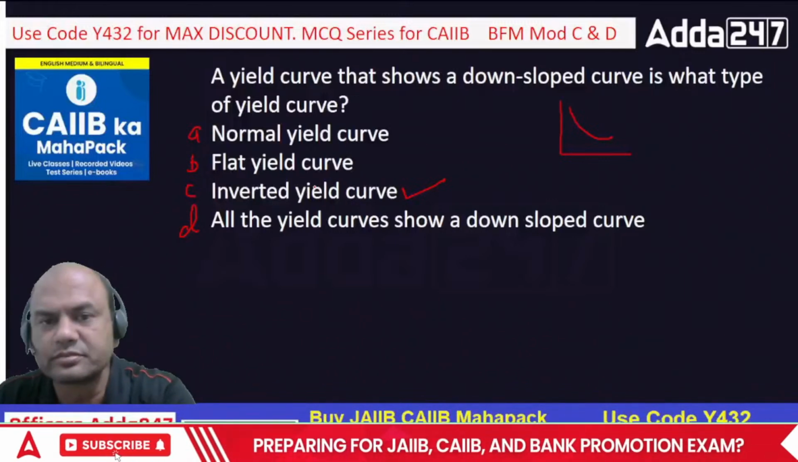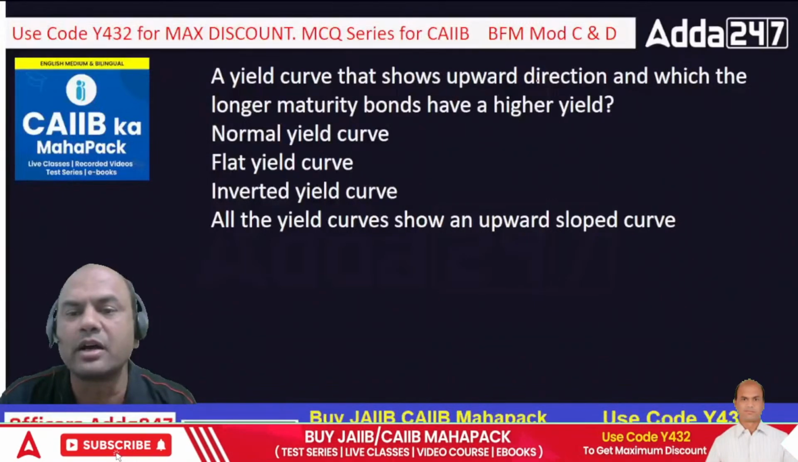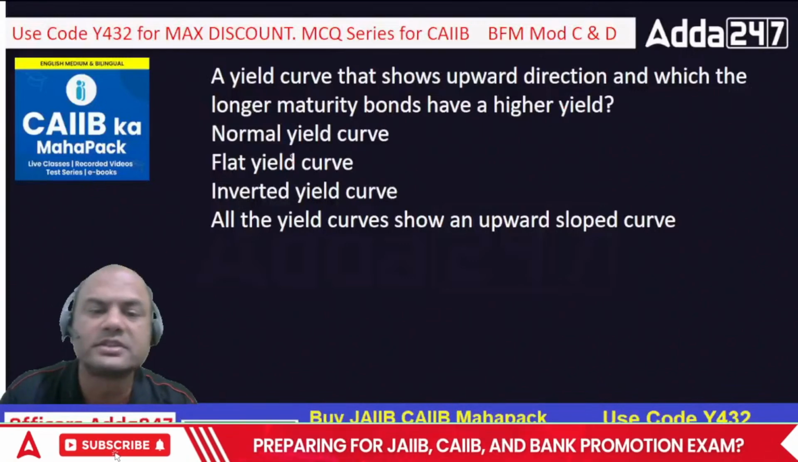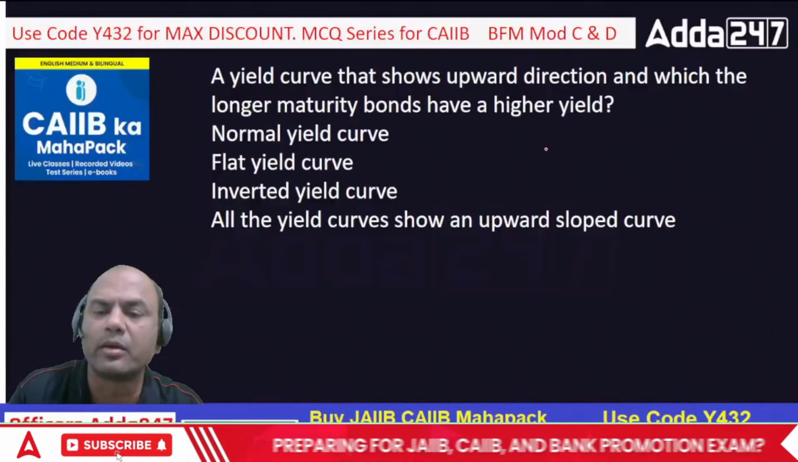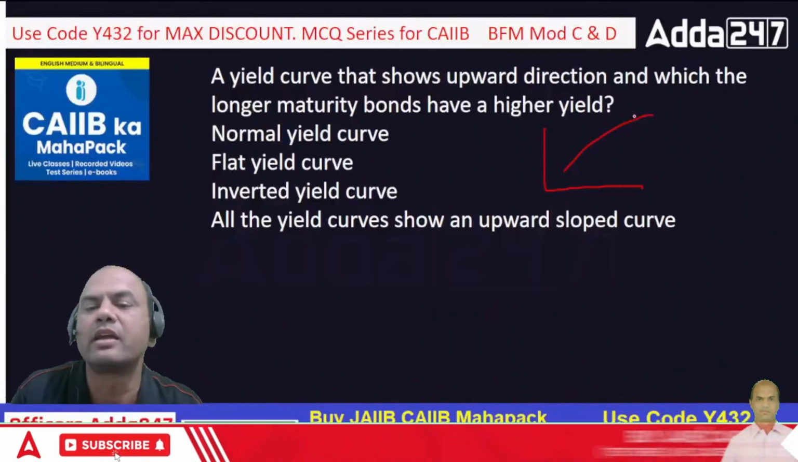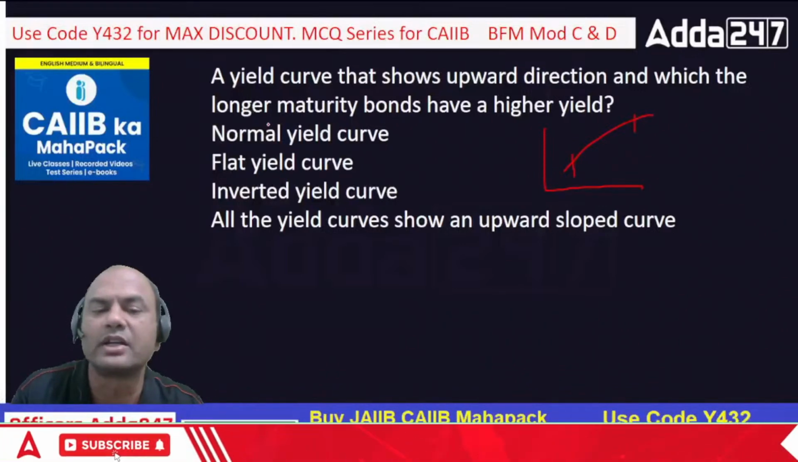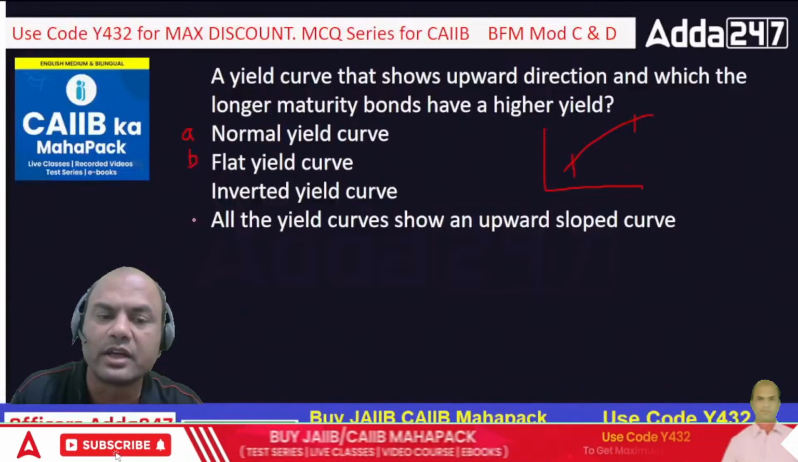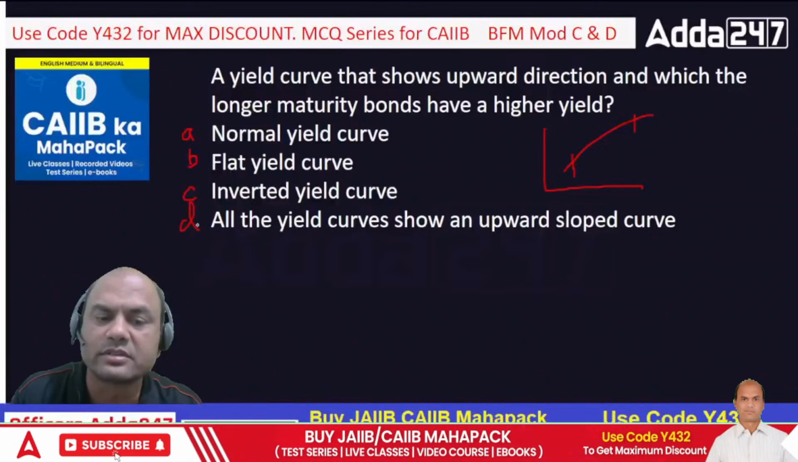A yield curve that shows an upward direction, in which long-term maturity bonds have a higher yield, will show a high upward direction like this. Long-term maturity will have higher returns than short-term maturity. So what is that called? Normal yield curve, flat yield curve, inverted, or all of these?